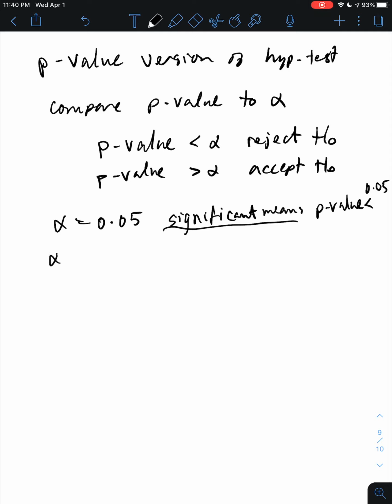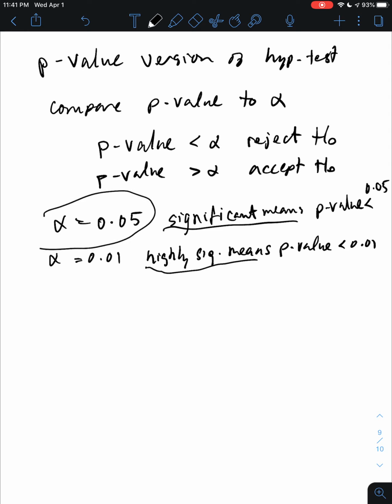We can also introduce some other terminology. If alpha is 0.01, 1%, then highly significant means the p-value is less than 1%. So you get to pull out this terminology and use it. Even if your journal sets this as the standard, you can still throw in, oh yes, it's highly significant because it's less than 1%. Yeah, so that's a nice thing when you can do it.